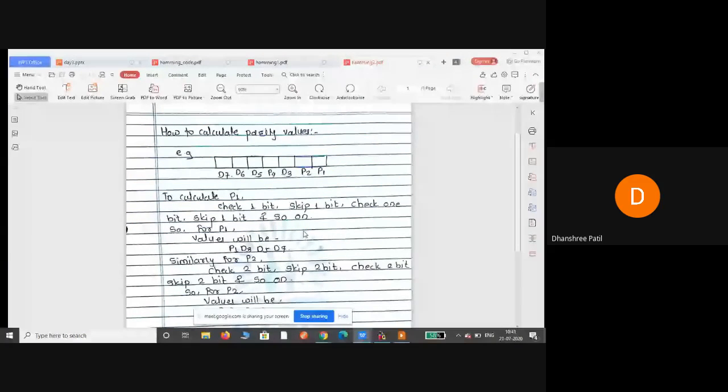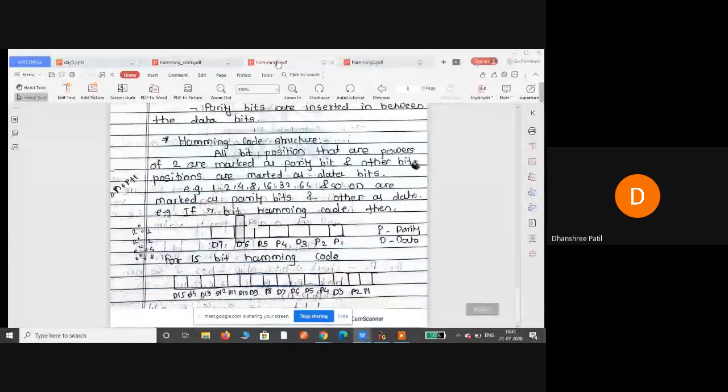Okay, see here how to calculate the parity values. Suppose this is the data: P1, P2, D3, P4, D5, D6, and D7. Up to this, parity bits are what? P1, P2, and P4. So 3 bits we have to calculate. 3 bits याच्यामध्ये काढायचे. Remaining 4 data दिलेले असेल. याच्यामध्ये बिट्स आपल्याला कुठले कुठले calculate करायचे, P1, P2 आणि P4. These three. Now, how to calculate this one?